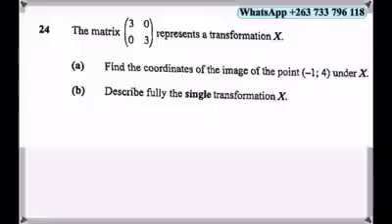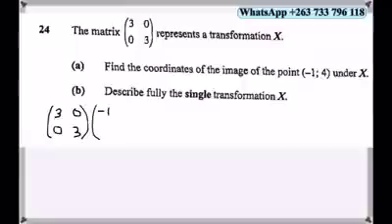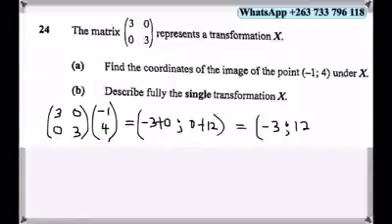Number 24, the matrix (3 0; 0 3) represents a transformation X. Find the coordinates of the image of the point (-1, 4) under X. So first you put the transformation matrix and multiply by the coordinates in column form like this. So 3 times -1 is minus 3, plus 0, so it's minus 3. Then 0 times minus 1 is 0, plus 3 times 4 is 12, so it's minus 3 and 12. So this will be the coordinate of the image.